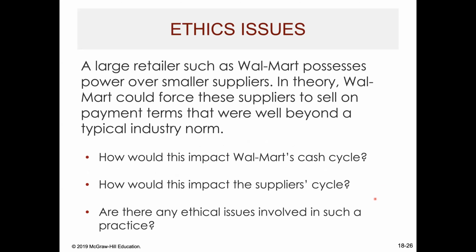So one other thing to think about is an ethics issue. I just want you to think about this. A large retailer such as Walmart possesses power over smaller suppliers. Walmart's huge, and suppliers want to be in Walmart. They know they can sell a lot of their supplies if they can just be in Walmart. So in theory, Walmart could force these suppliers to sell on payment terms that were well beyond a typical industry norm. So Walmart could say, well, yeah, you can sell through us, but we're only going to pay you 90 days from the time you give us your supplies. And that may be way outside the typical industry norm.